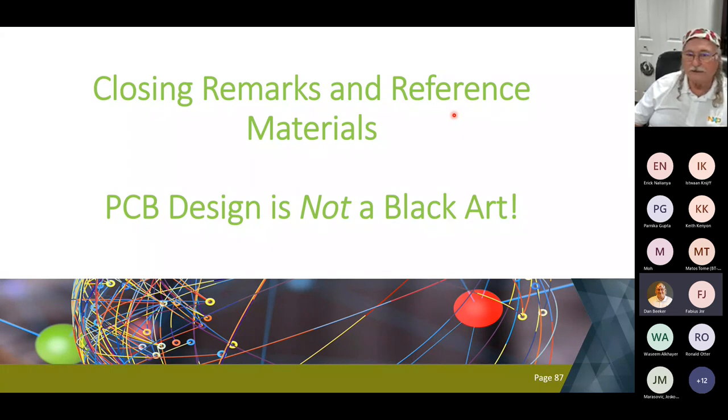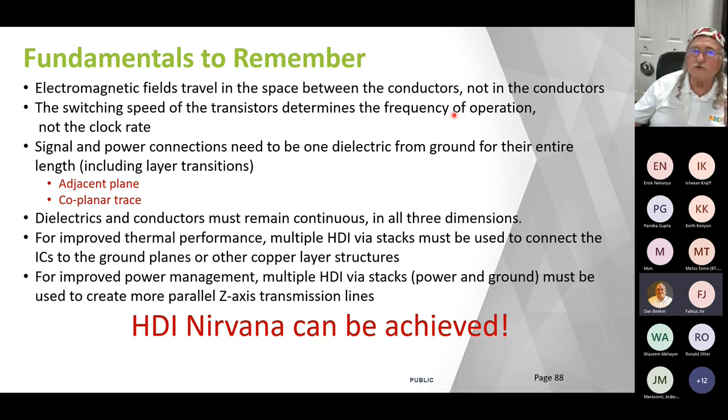All right, so we're just about to the end here. I want to just recap some of the things that we're talking about. You've got to always remember the fields travel in the space, not the conductors. The key thing you need to know, and not always is it on the data sheets, is how fast the transistors are switching, because that frequency tells you what you need to know about the wavefront that you're using for the signal itself. Is it switching in 60 picoseconds or is it switching in 2 nanoseconds? I need to know that. It also tells me what I need to do to feed that part: how close to the capacitor I have to be in order to provide good switching energy for the system.